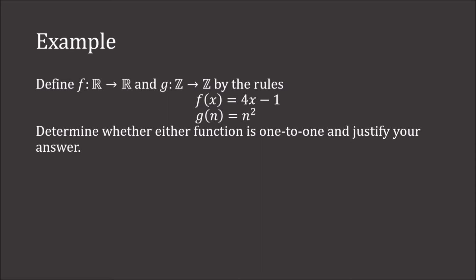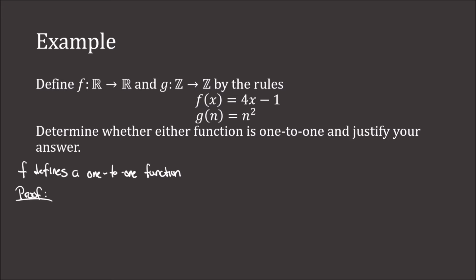Well, if we look here, this appears to be one-to-one. There's only one x that will send 4x minus 1 to a specific value y. So, in fact, f does define a one-to-one function. All right, so we have to prove it.